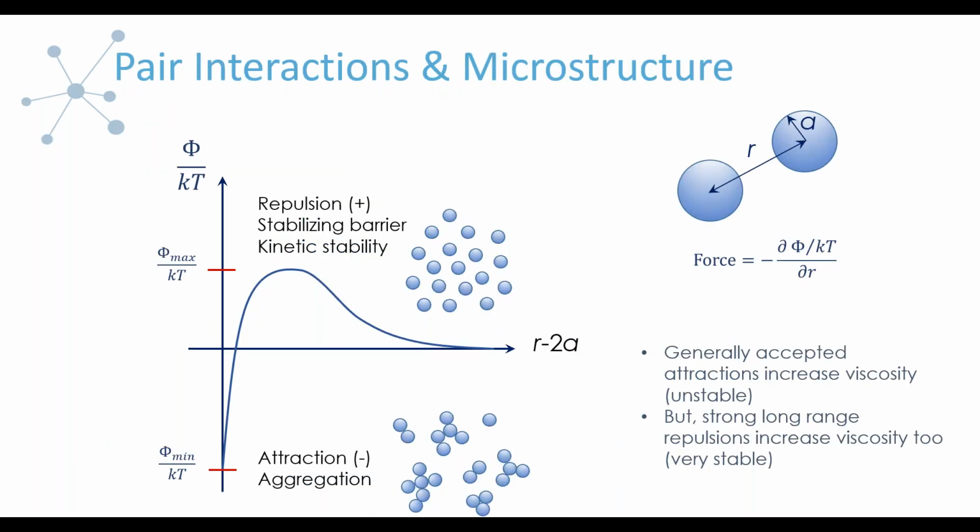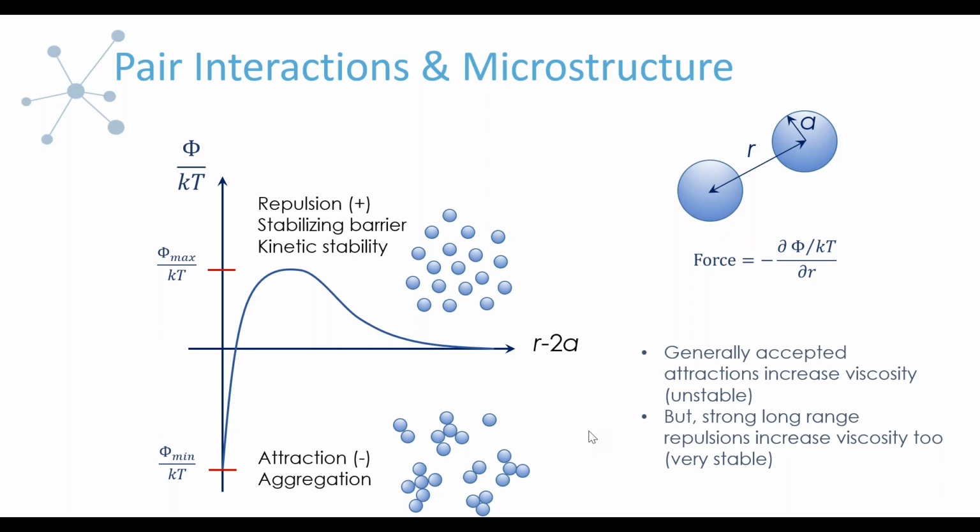So now, when I talked about the pair interaction potential and the types of microstructures that can exist based on this, the pair interaction potential is generally looked at as phi over kT, so it scales on the thermal energy unit. And we look at this as a function of surface to surface separation, defined here in our diagram, where I'm just, for simplicity, treating this visually as a sphere.